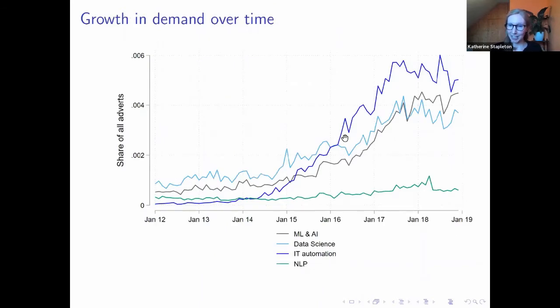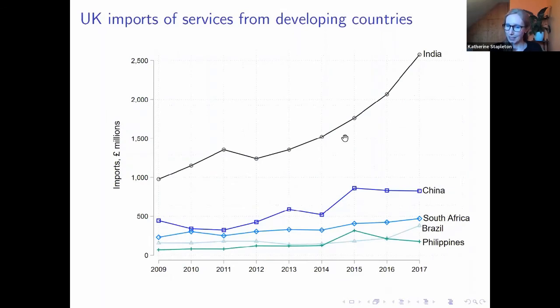And it turns out that the discussion about artificial intelligence may well not be all hype, because there has been very fast growth. So this is the growth in the share of all online job adverts in the UK which are mentioning any of these skills or demanding any of these skills. So there's been pretty fast growth, particularly between 2014 and 2018, although it's plateaued off, although not so much for natural language processing, interestingly.